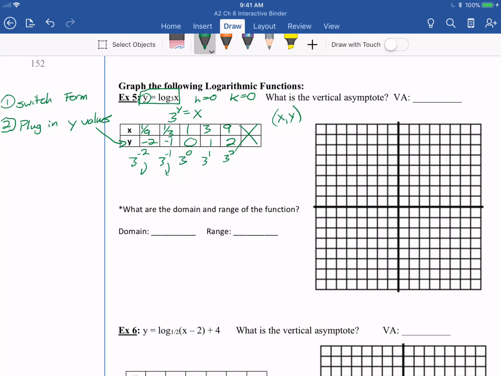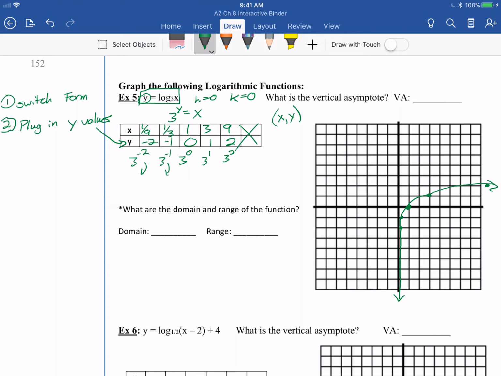So now when I'm graphing this, I go over 1/9 and down 2. So that is right here. Over 1/3 and down 1 is right there. Over 1, 0 is right there. Over 3, up 1. Then I have 9, 2 right there. So notice how this graph comes in, and now it gets really, really close to that y-axis, but does not go past.